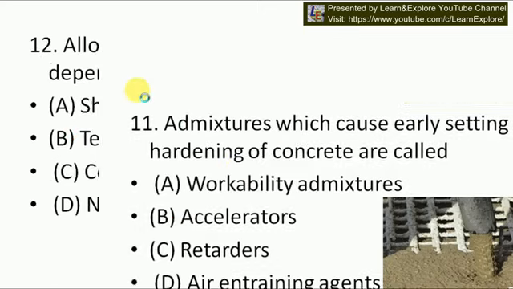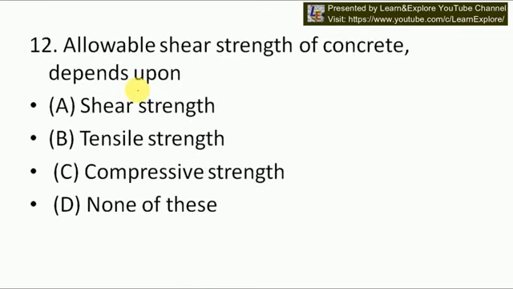Okay, so our next question is, allowable shear strength of concrete depends upon. Our options are A, shear strength, B, tensile strength, C, compressive strength and D, none of the above. So our answer will be A, shear strength.